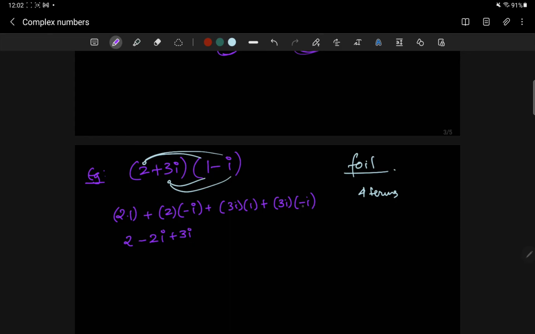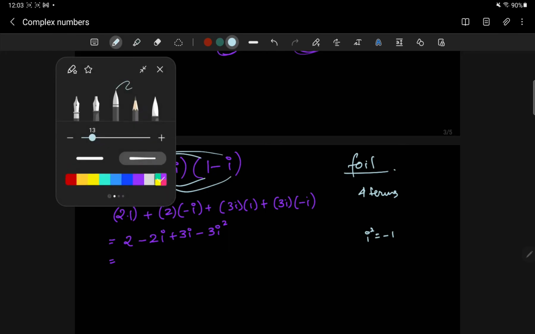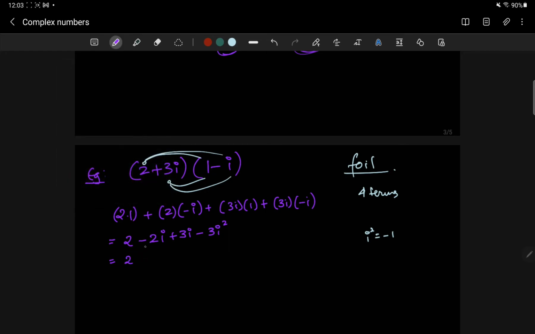The last one, there's a negative. So this is negative 3, and there are 2 copies of i. So that becomes i squared. However, in the next step, I'm going to use the fact that we know the value of i squared, right? i squared is actually negative 1. So what we have here is 2. Now these can be combined. Negative 2i plus 3i is just i. And this is negative 3 times negative 1. So this is 2 plus i plus 3, which is 5 plus i.